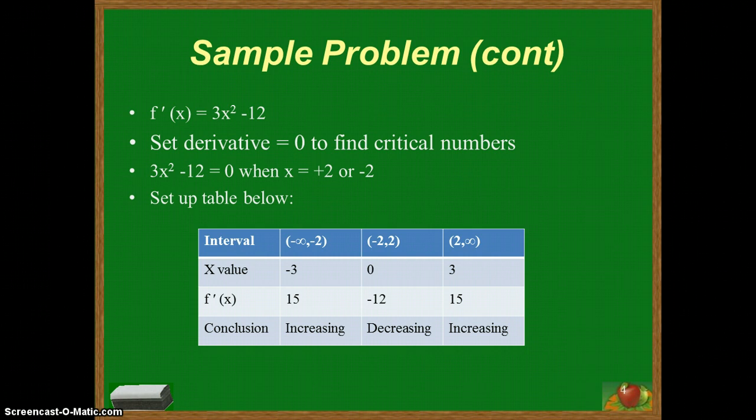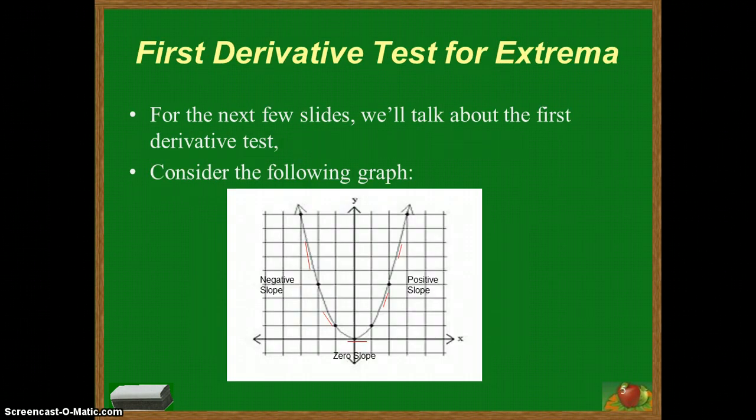Okay, I pick some x test values in each interval. So I have negative 3, 0, and 3, randomly picked values. And then I evaluate f prime of x at each of those test values. So I get 15. That's a positive value, so in that interval the function is increasing. I get negative 12 for the second interval, so it's decreasing there, and then it goes back to increasing in the last interval because I get 15. Okay? There's also a first derivative test for finding extrema, maximum or minimum.